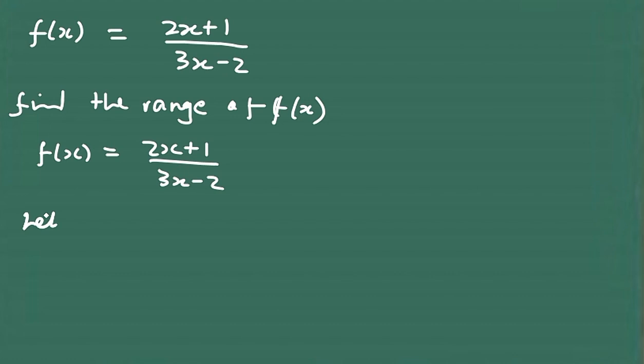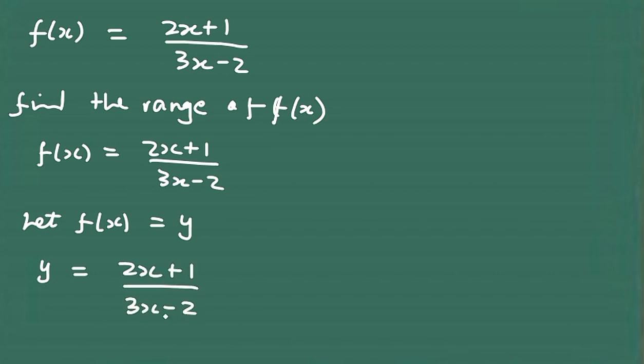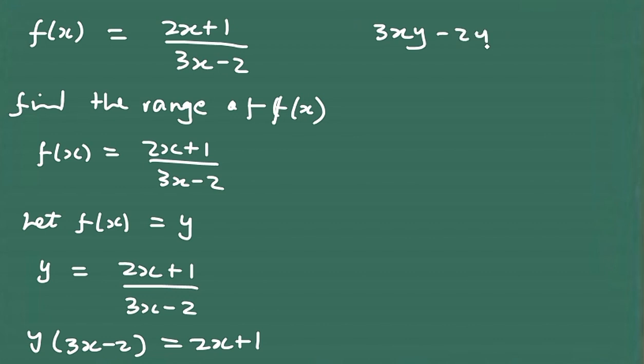So we can say let the function f of x be equal to y, so that we can find the inverse function. Alright, so this means that y is equal to 2x plus 1 all divided by 3x minus 2. Now to interchange the variable, we cross multiply, and this gives us y times the bracket 3x minus 2 equals 2x plus 1. Alright, so expanding the bracket, we have 3xy minus 2y equals 2x plus 1.